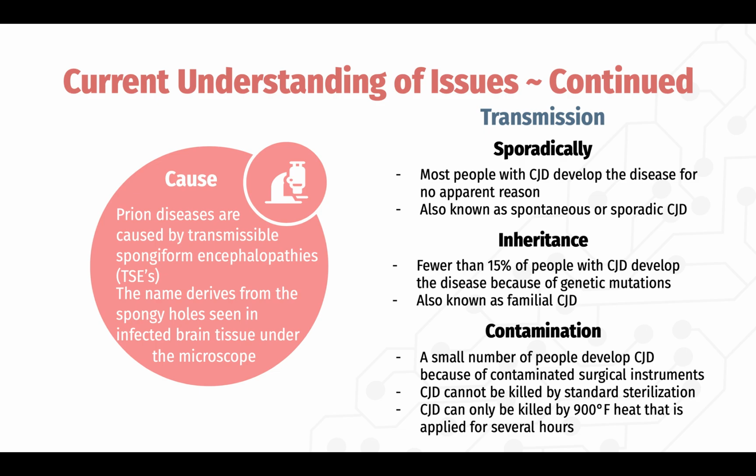And then contamination is the smallest way that people can develop it. And it happens because of contaminated surgical instruments, because CJD cannot be killed by standard sterilization. It can only be killed by 900-degree Fahrenheit heat that's applied for several hours.